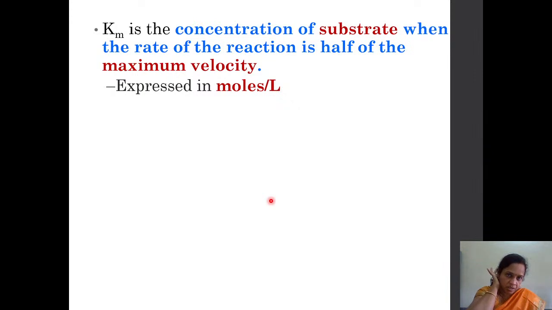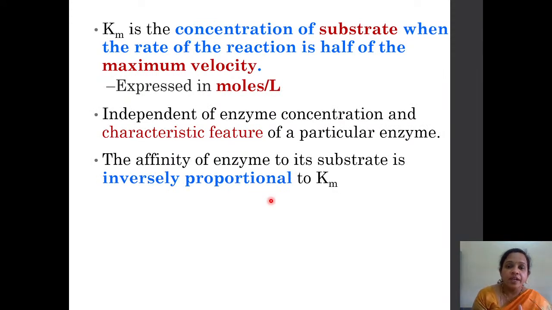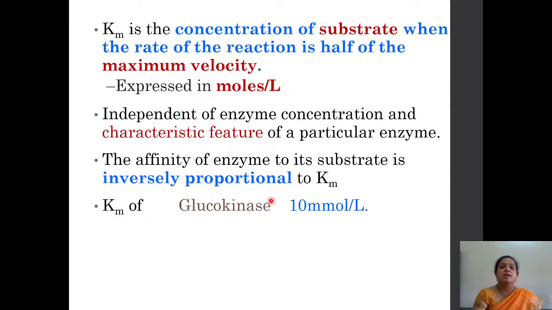Km is the Michaelis-Menten constant, the concentration of the substrate when the rate of the reaction is half of its maximum velocity, and this is usually expressed in moles per liter, and nowhere is it related to the concentration of the enzyme. The affinity of the enzyme to its substrate is inversely proportional to Km. If the Km value is too high, that means that the affinity towards the substrate is very low.